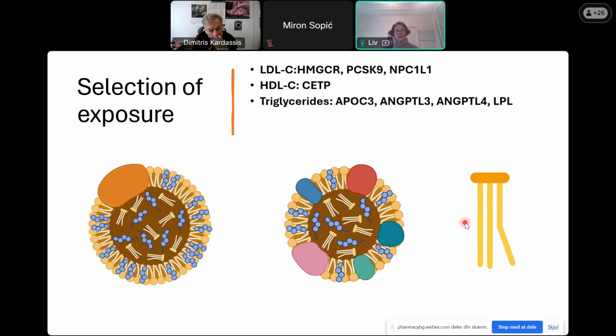Okay, and then when they had to select exposures, they selected downstream biomarkers. So for HMG-CR, PCSK9, and NPC1L1, they selected LDL cholesterol. For CETP, they selected HDL cholesterol. And for ApoC3, ANGPTL3, ANGPTL4, and LPL, they selected triglycerides. Their reasoning was that the downstream biomarker was the biomarker these drug targets were designed to mainly affect.